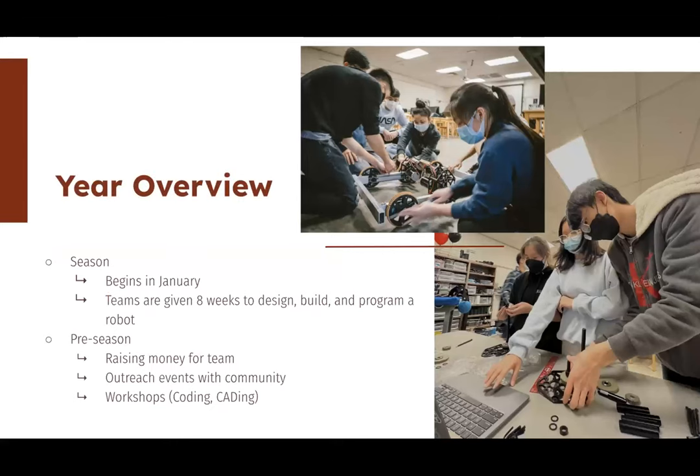What does our scheduling and our year actually look like? Well, we begin our season in January, so essentially what that means is that FIRST, the organization, is going to give us a new game to build a new robot, which is really exciting, really stressful. So we start in early January, right after Christmas break. After that, we are given just 8 weeks to design, program, build, and manufacture a 120-pound robot, and then we go to compete at regional competitions, which we'll talk about later. But before that season actually starts, us leads, we are preparing our members.